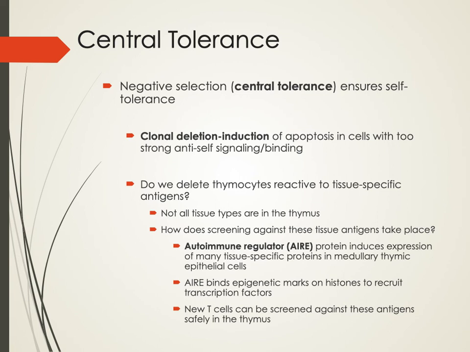And as I mentioned, negative selection is going to ensure self-tolerance, and negative selection is what's referred to as central tolerance. So it's at this point where we have the most ability, before these cells go out into circulation, to eliminate any of these autoreactive cells.